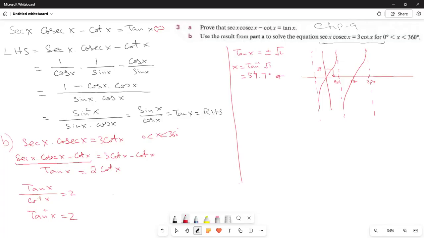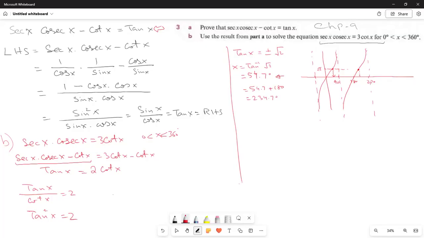So I get the same value over here, and you can see that these values are 180 degrees apart. So the next answer is 54.7 plus 180, which would be 234.7. So this is the second answer.